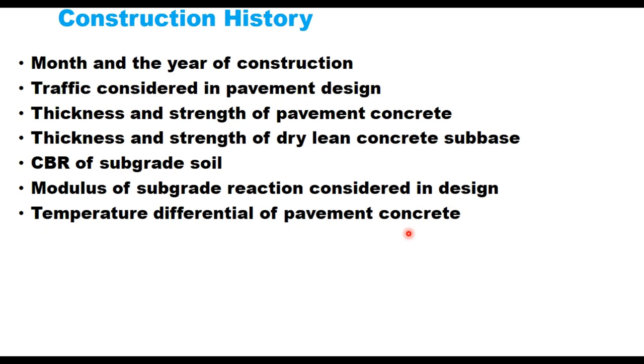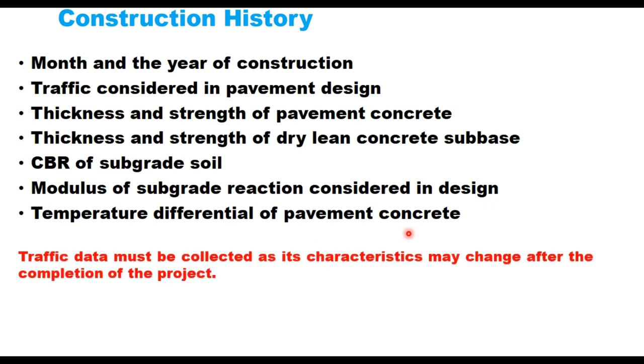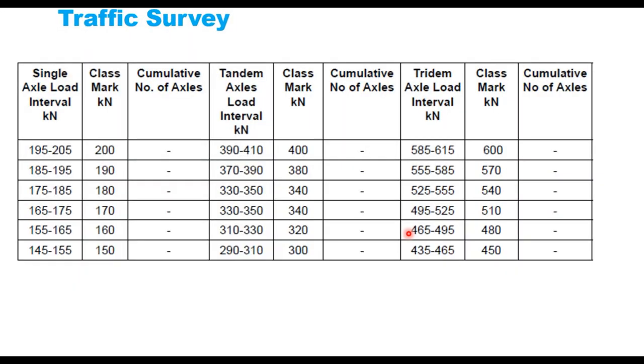Now here, traffic data should be collected as its characteristics may change after the completion of the project. And this traffic data must be collected through axle load survey as well as traffic count only for commercial vehicles, for single axle, tandem axle and tridem axle. Axle load survey may be conducted for 48 hours covering a minimum sample size of 10% in both directions as suggested in IRC 58. And then these data may be tabulated like this for single axle load, for tandem axle load and for tridem axle load.